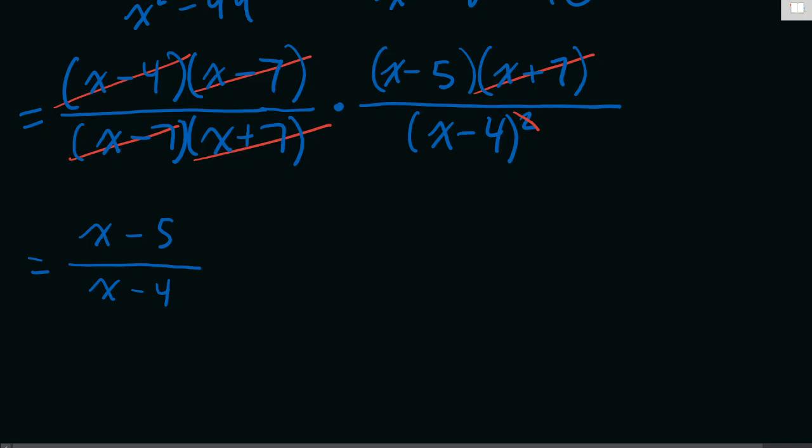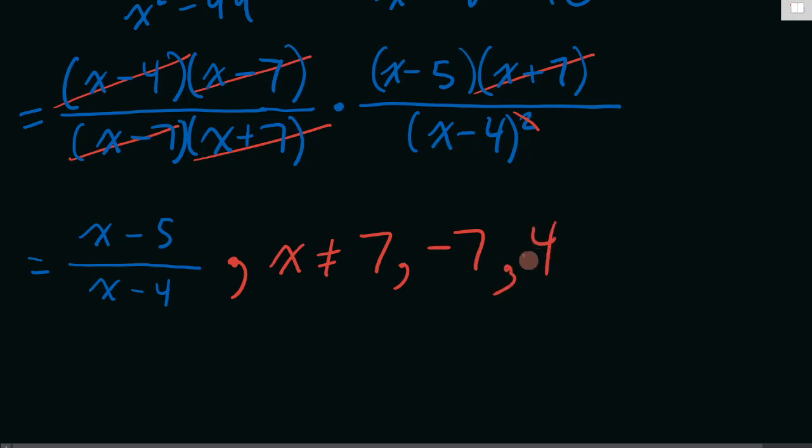And all we're left to do is state our restrictions. So from this term, we have x minus 7. So x cannot equal 7. X plus 7, when you bring the positive 7 to the other side, it becomes negative 7. And this negative 4, when you bring to the other side, is positive 4.